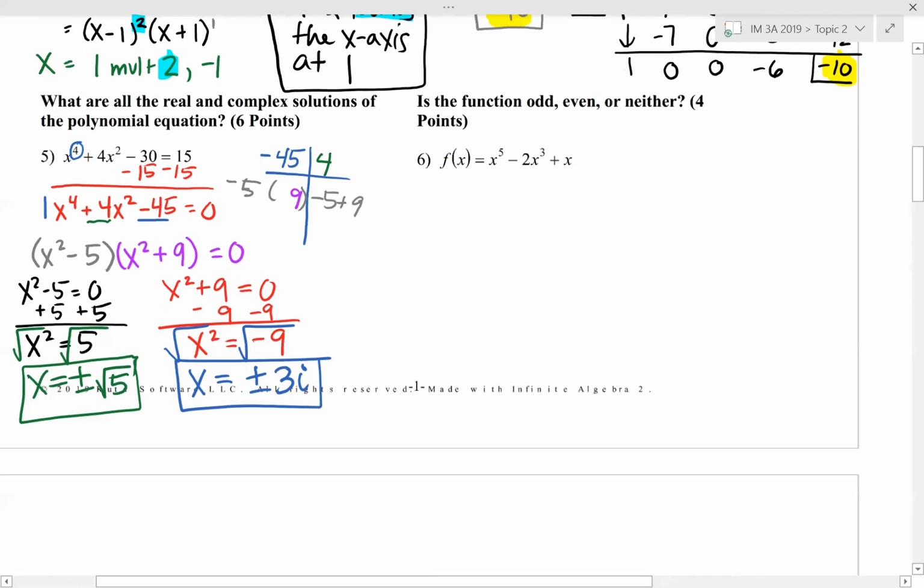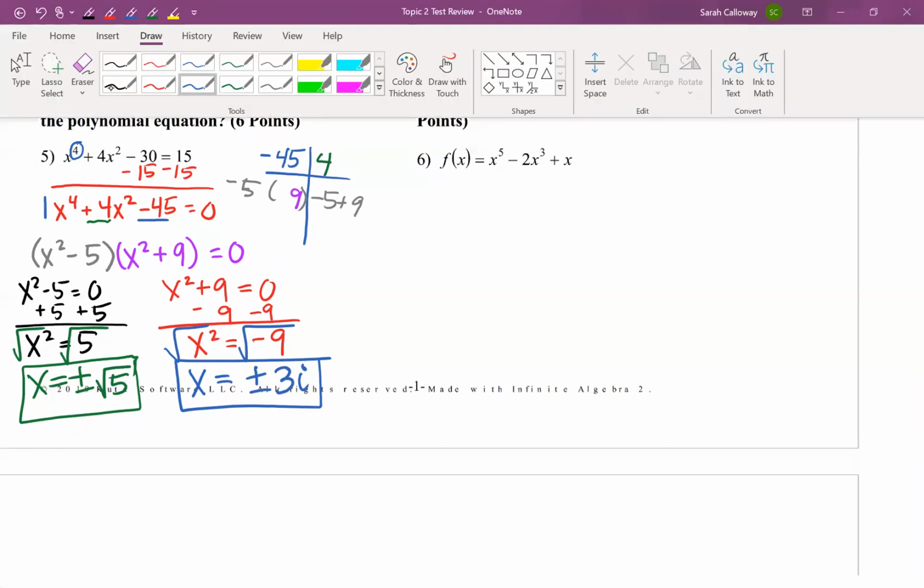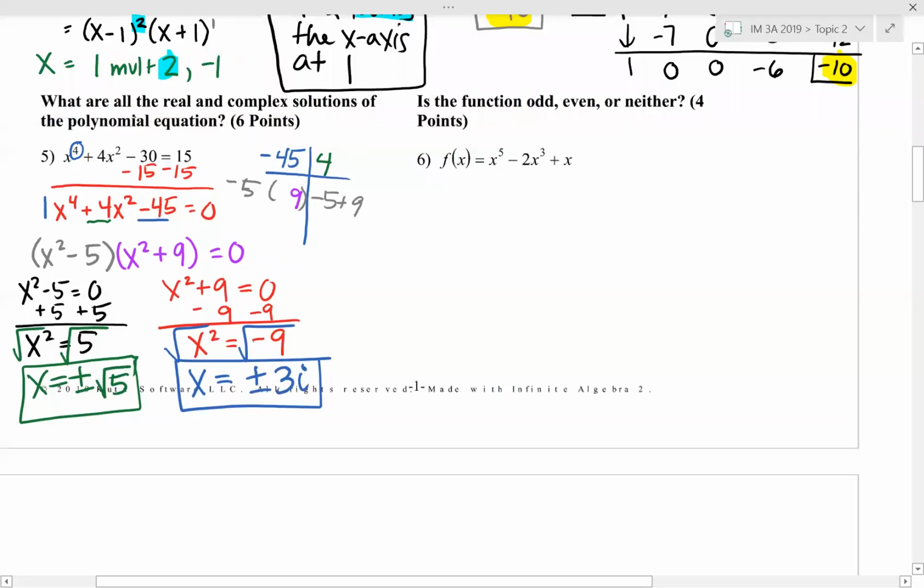Question 6 is asking us whether the function is odd, even, or neither. So what we have to do to determine if the function is odd or even or neither is evaluate f of negative x. Remember that if it's odd, f of negative x will equal negative f of x. Meaning when I plug in the negative, if the function's odd, it would equal the opposite of everything. So negative x to the 5th plus 2x cubed minus x. So it would change all the signs on each term.